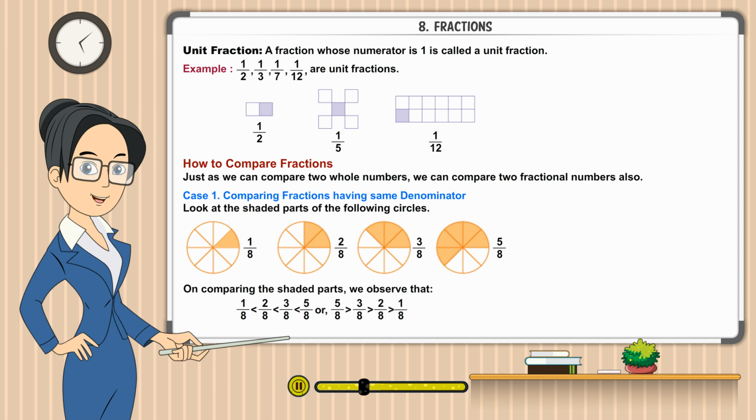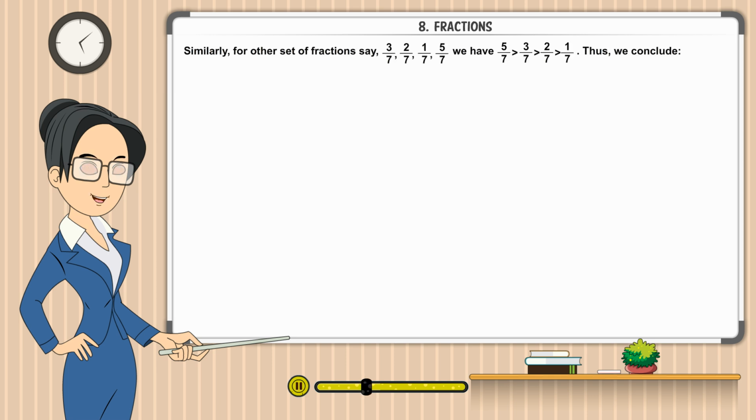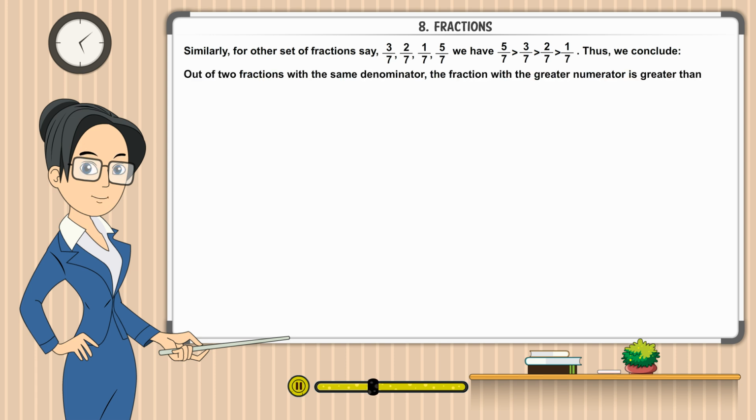Or 5 upon 8 is greater than 3 upon 8 is greater than 2 upon 8 is greater than 1 upon 8. Similarly, for another set of fractions, say 3 upon 7, 2 upon 7, 1 upon 7, 5 upon 7, we have 5 upon 7 is greater than 3 upon 7 is greater than 2 upon 7 is greater than 1 upon 7. Thus, we conclude that out of two fractions with the same denominator, the fraction with the greater numerator is greater than the fraction with the smaller numerator.